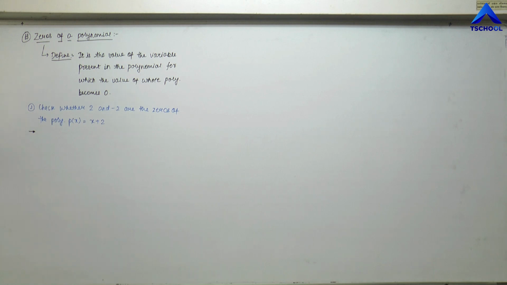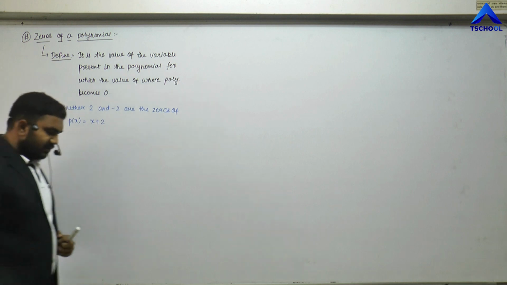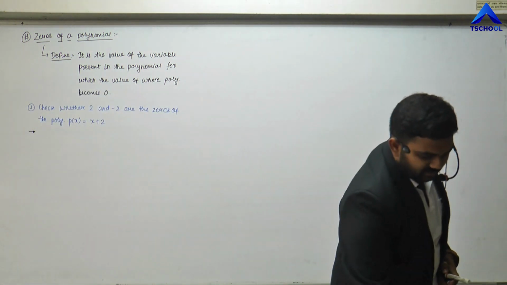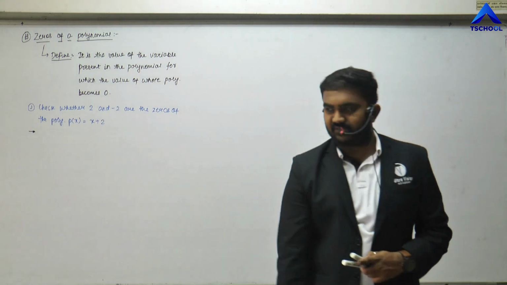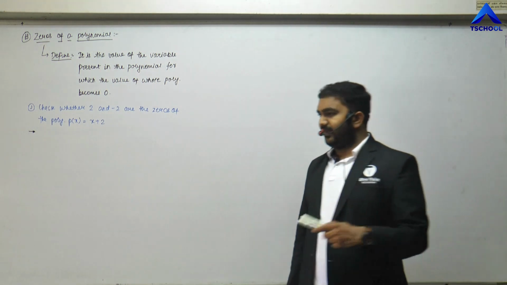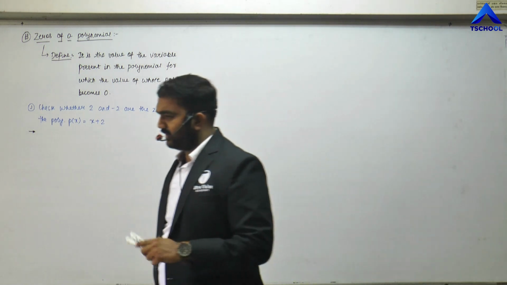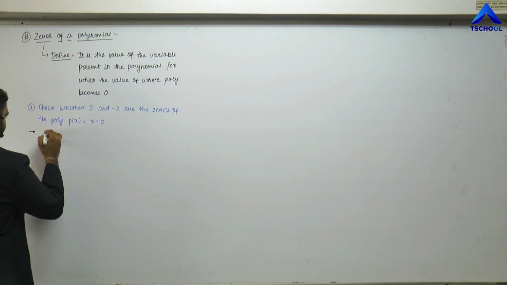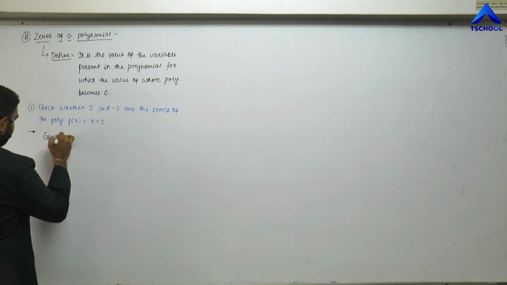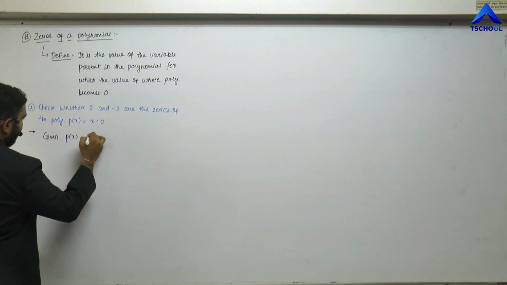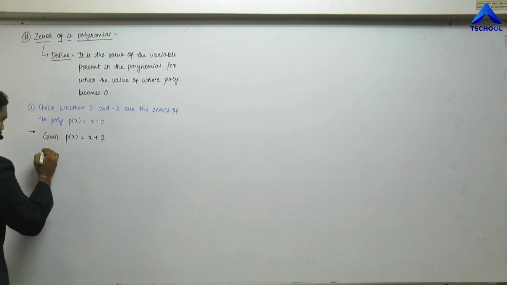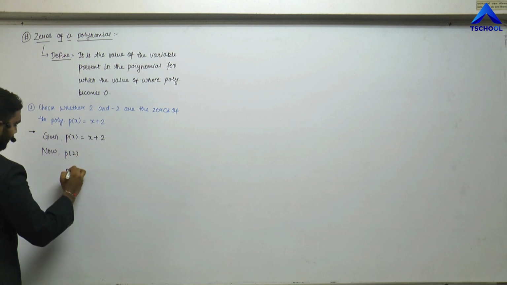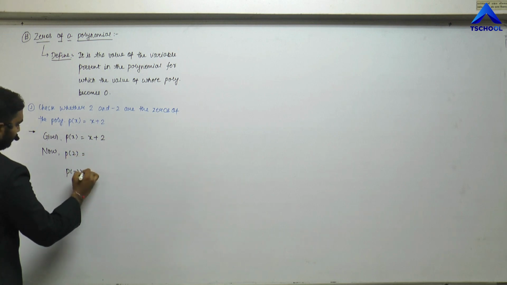Now, how to check for the zeros with the given values? We shall simply put this 2 and minus 2 in the given polynomial P of x is equal to x plus 2 and look whether we are getting 0 in any case or not. So first of all, given P of x is equal to x plus 2, now finding out P of 2 and P of minus 2.